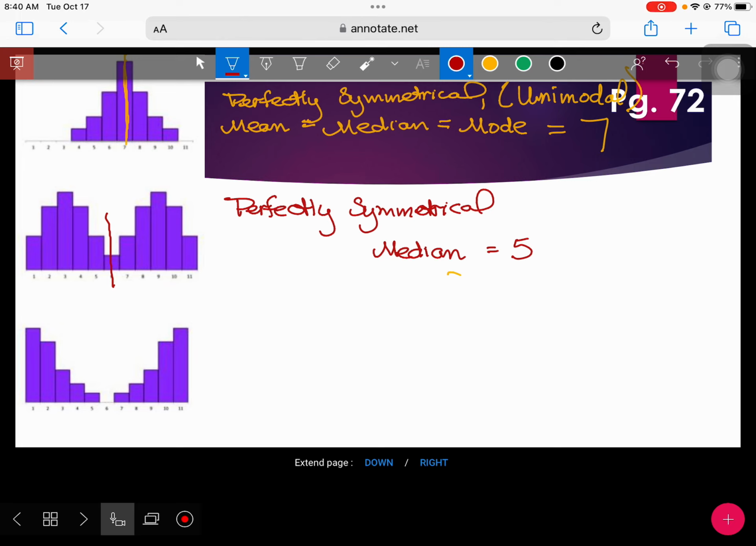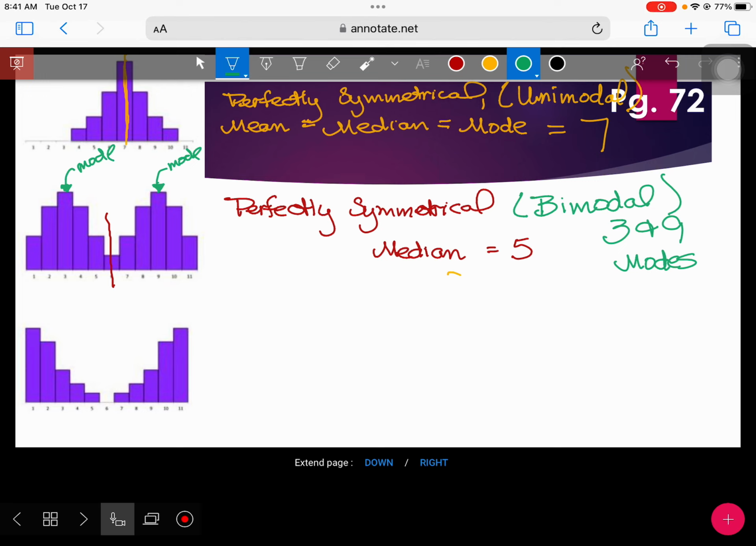Yes, bimodal. What does that mean, bimodal? What does bi mean? 2. So it has 2 modes. What are my modes? 9 and 3. That's right. Right here, that's a mode. This is a mode. And that is 3 and 9. Those are your modes. What else?